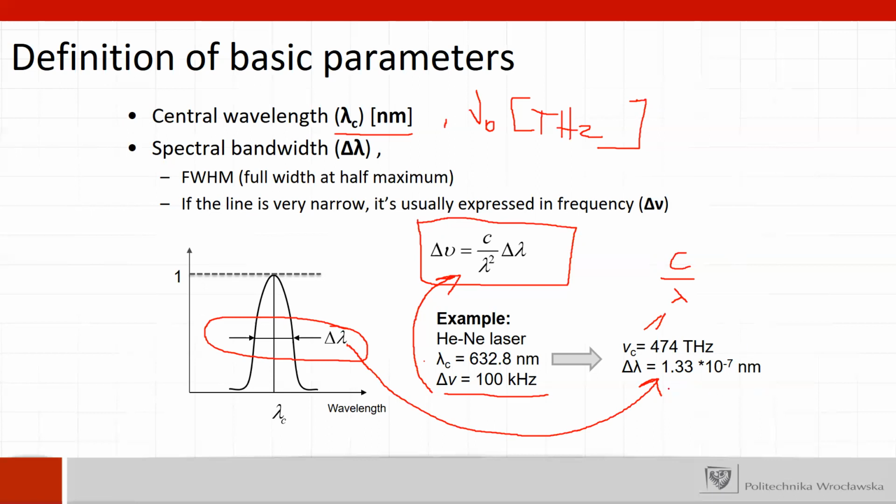That's why it's way more convenient to express it in the frequency domain, because then we just say 100 kilohertz, which is a nice round number, instead of saying 1.3 times 10 to minus 7 nanometers, like picometers or something like that, right? So when we speak about lasers that have a very narrow line, we definitely use the frequency domain, but we express the central wavelength in nanometers, right?